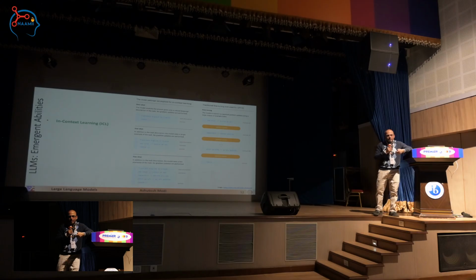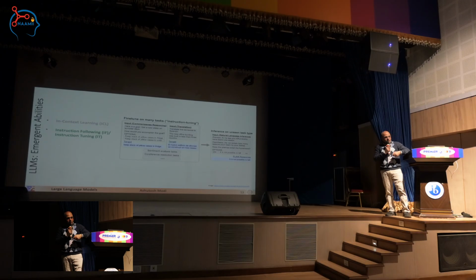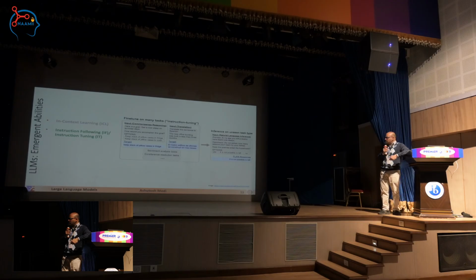So this is really, really surprising, and this is one of the emergent abilities that happen in large language models. And no wonder you understand why it is called emergent, right? Because it just happens after a scale, and no one knows why. And then the other emergent ability which has been observed is something called instruction following, or instruction tuning.